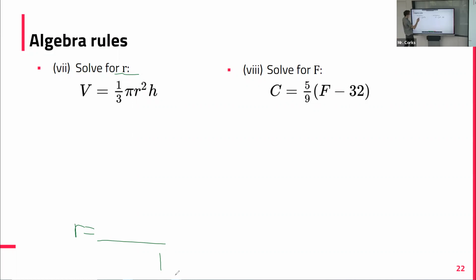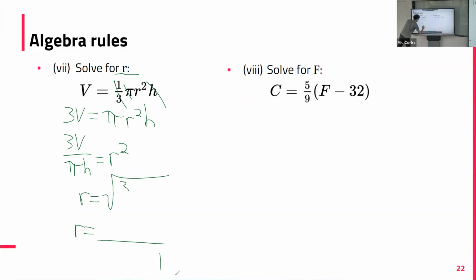Okay, so I'll do these. Yes, we'll do those just kind of one at a time so we can see what's happening. So first, let's say the 1/3. Let's move that. So 3v equals pi r squared h, and then we can divide by pi and h. So 3v over pi h equals r squared, and then just square root of each side here. V over pi h.